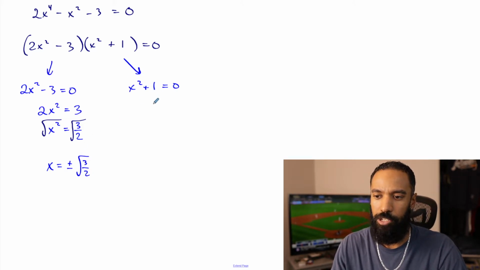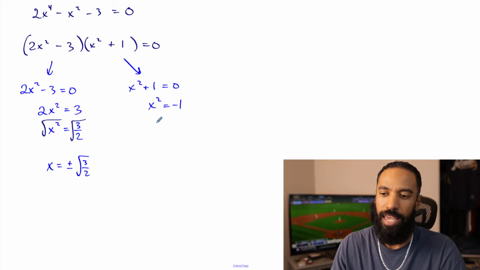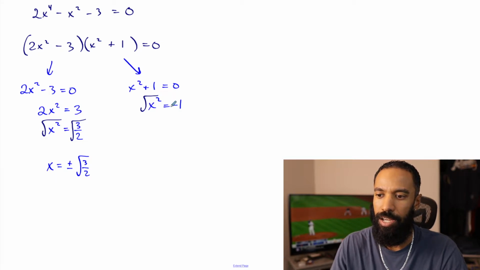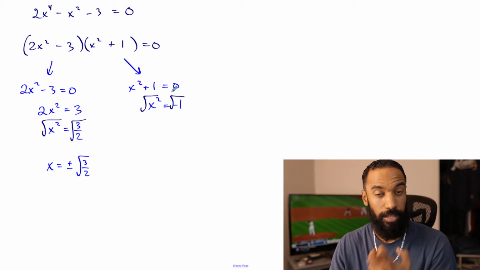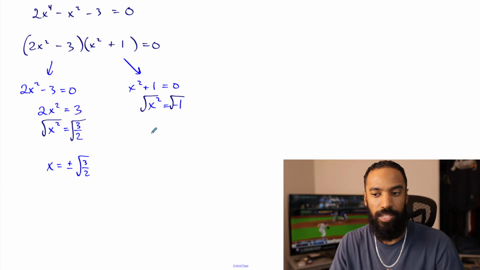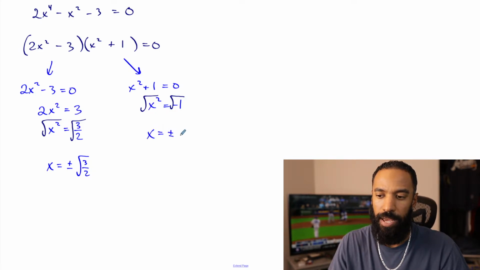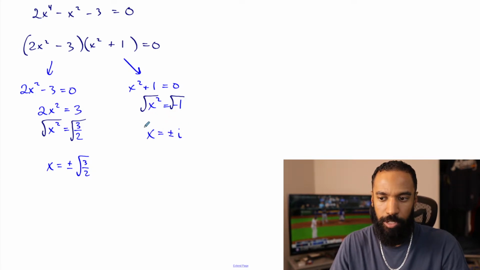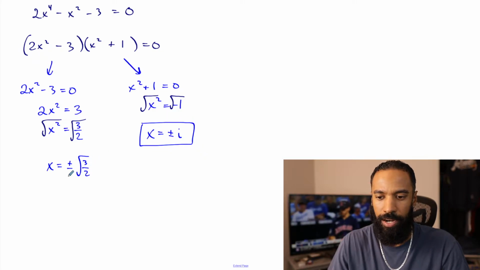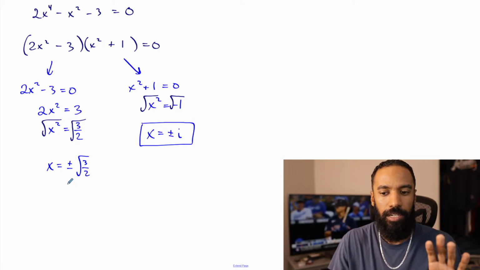On this one here, if I subtract 1 from both sides, and then I take the square root of both sides here, notice you get square root of negative 1 literally right there. The square root of negative 1 is i. So x equals plus or minus i. Not the square root of i, but just i. There are 2 solutions right there. This one I'm going to dot, dot, dot.